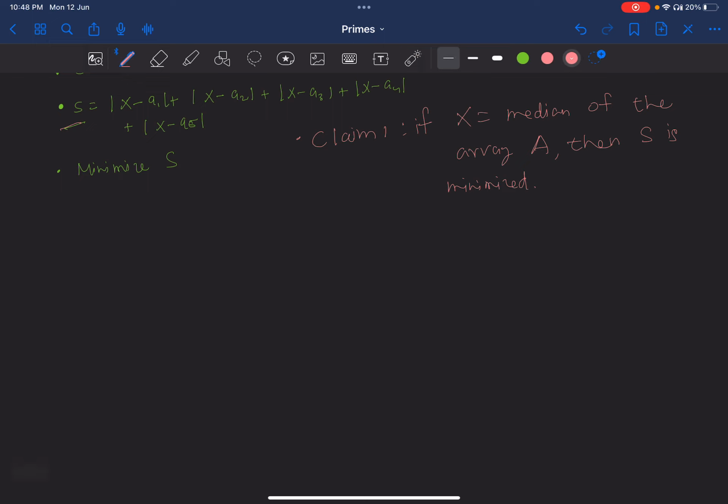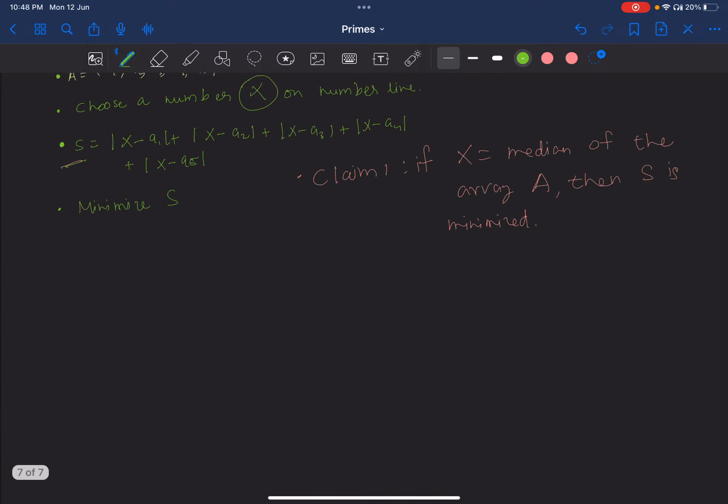Okay, so let's prove this. Let's draw the number line first of all, and then we'll place all the numbers. Yes, I have ample space. So we have a number line, and let's say these are our numbers: A1, A2, A3, A4, and let's say A5.